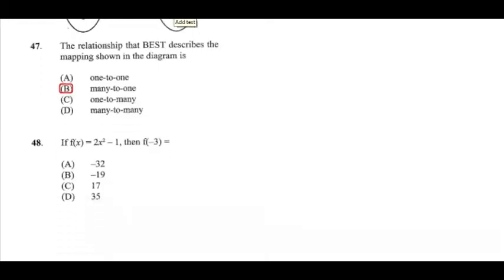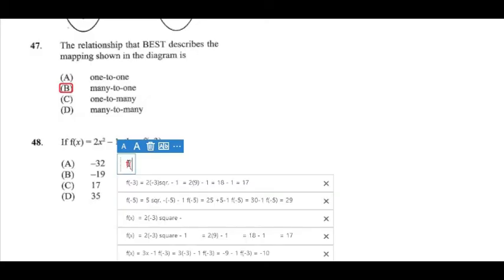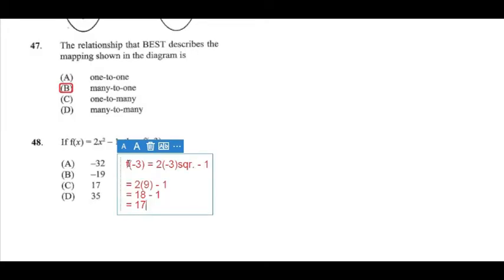48, if f of x is equal to 2x squared minus 1, then f of negative 3 is equal to, so if we see x, we will replace it with negative 3. So f of negative 3 is equal to 2 multiplied by negative 3 squared minus 1. So f of negative 3 is equal to 2 multiplied by 9, as negative 3 squared is 9. So it is 2 times 9 to give us 18, minus 1, and 18 minus 1 is 17. So our answer for 48 is C. And we're moving nicely along.